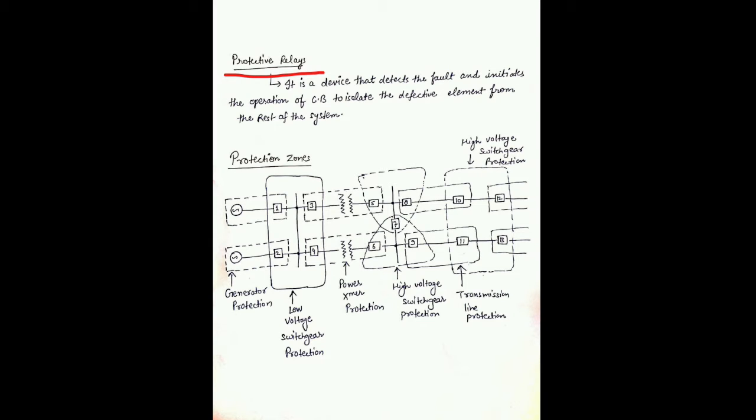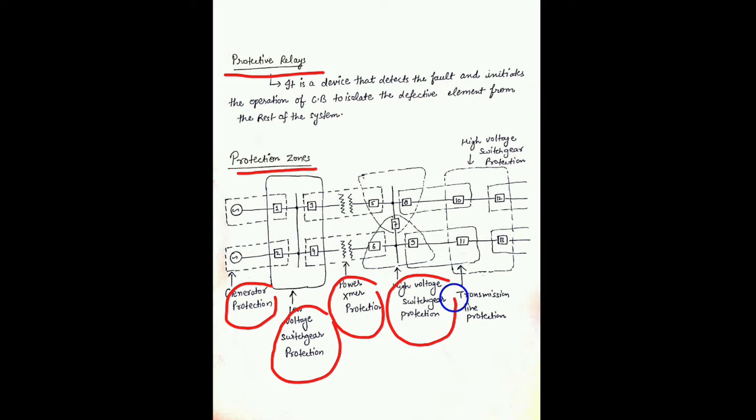There are various types of relay that we are discussing in module 2 in detail. Now the next thing is protection zone. Protection zone means that there are various types of zones in the power system. First is generation protection, second is low voltage switchgear protection, third is power transformer protection, fourth is high voltage switchgear protection, next is transmission line protection, and another is high voltage switchgear protection. These are the protection zones.